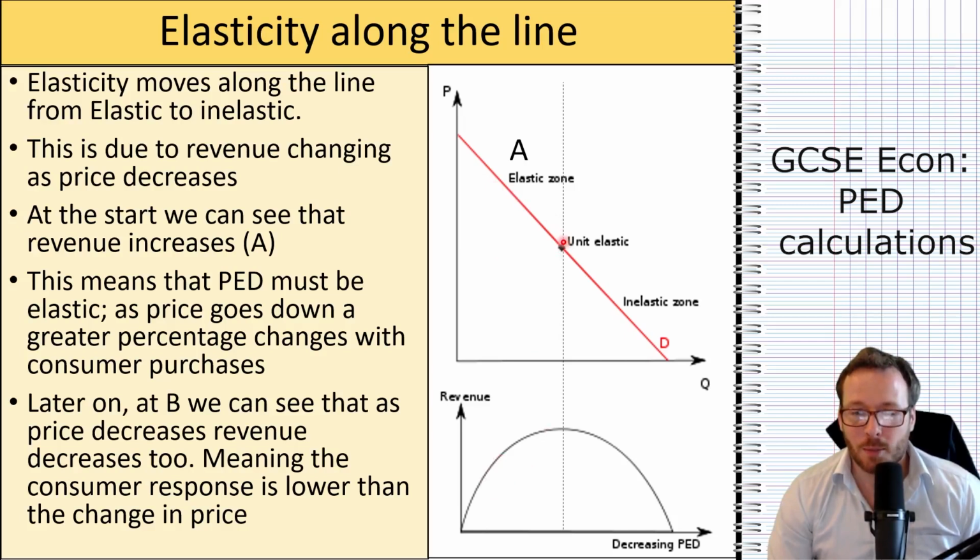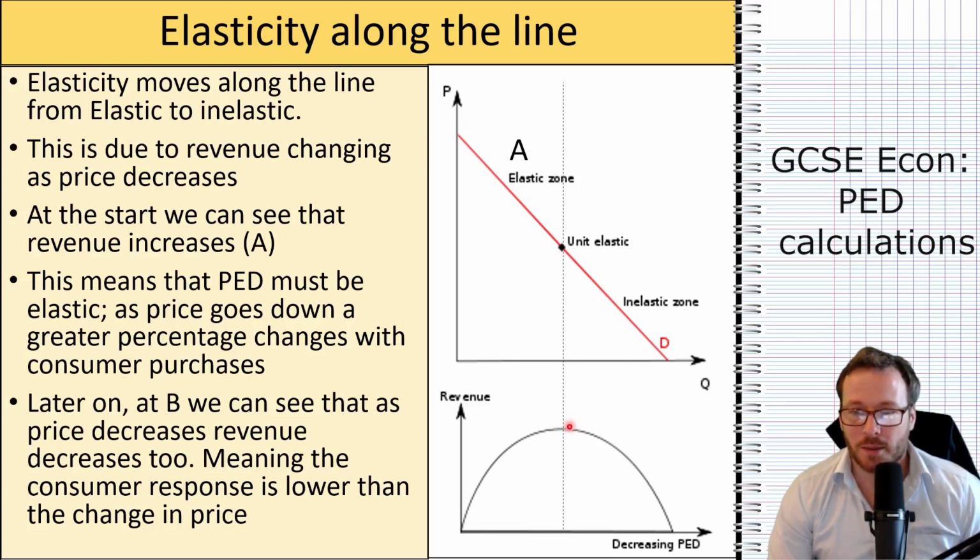When we get to this middle point, we've lowered our price from here to here, but our revenue hasn't changed. This means we must have a unit elasticity where it's the value of 1. The change in price is very similar to the change in quantity demanded. Our revenue stays the same. The money we make stays the same.